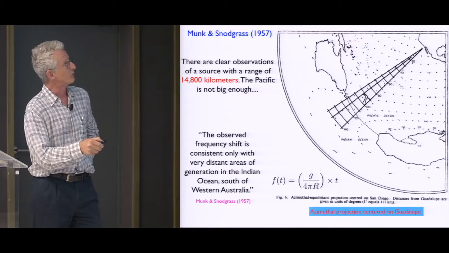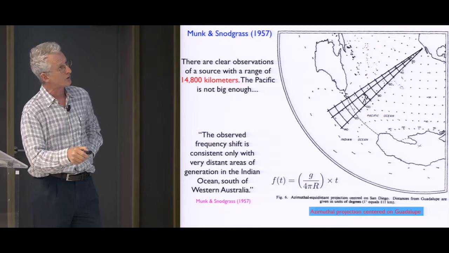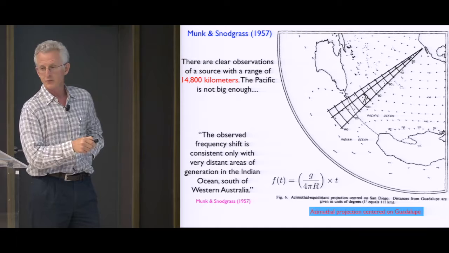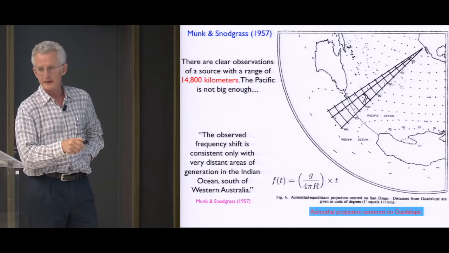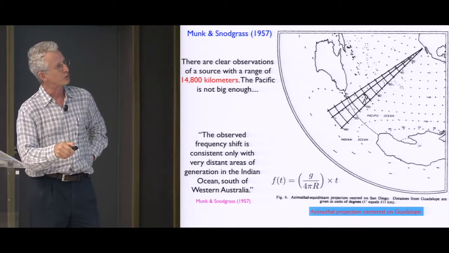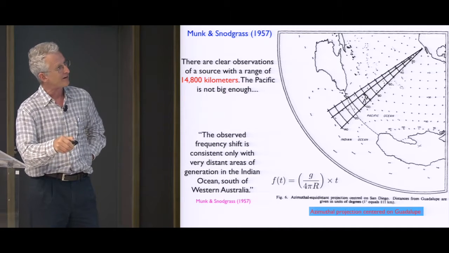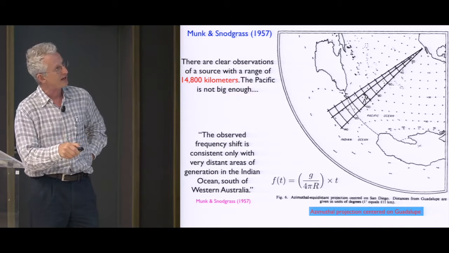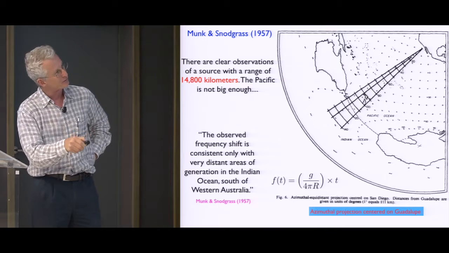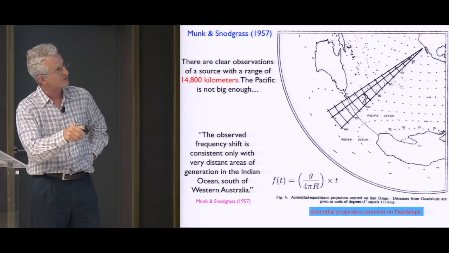So with the formula for the range, Munk and Snodgrass in 1957 inferred they were seeing waves on the beaches of Guadalupe Island from 14,800 kilometers away. Now the trouble with that number is that it's too big for the Pacific Ocean. That is, if you actually draw a great circle at a range of 14,800 kilometers, there's only a very narrow set of places which remain in the ocean where those waves could have come from at that range, and that's actually south of Australia in the Indian Ocean, okay? It's not clear from this projection, but these points here actually correspond to points which are south of Western Australia.